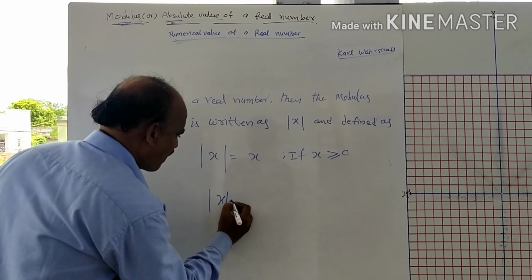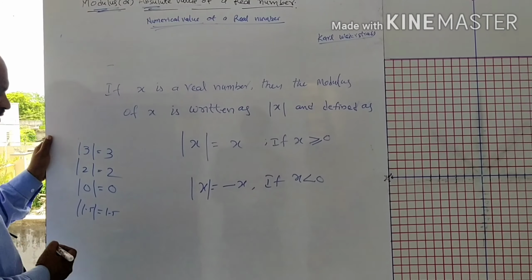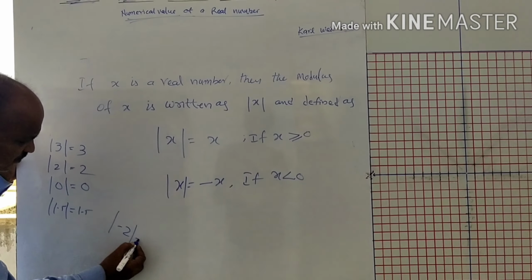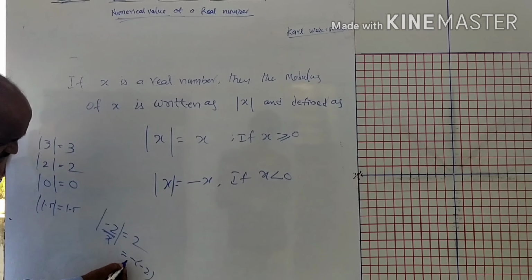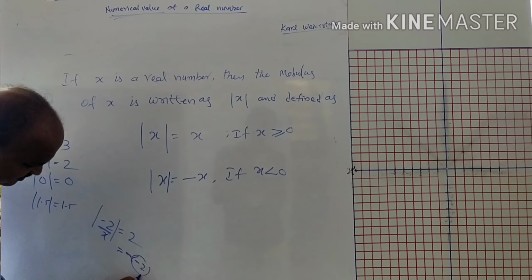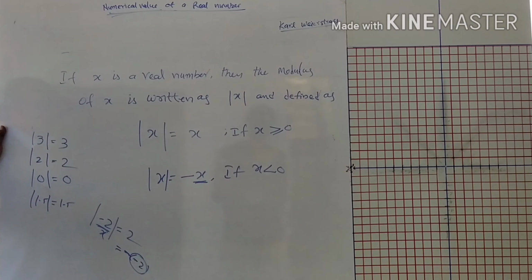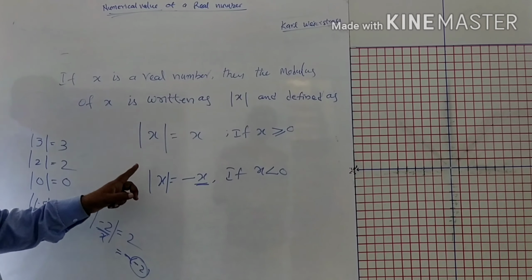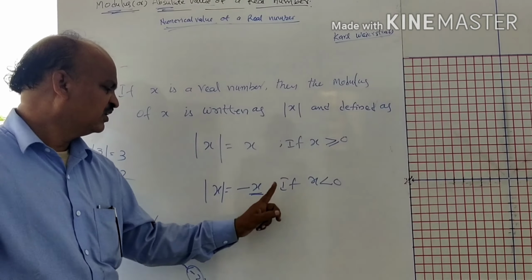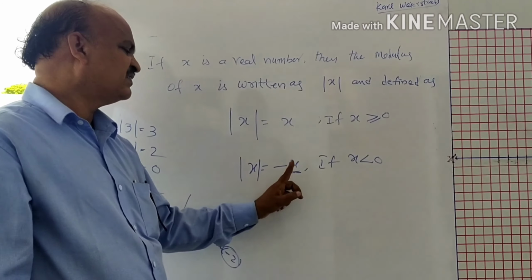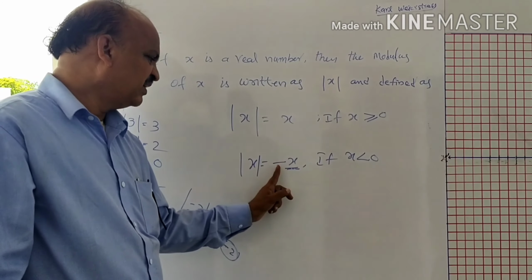Modulus x equals minus x if x is less than 0. For example, modulus minus 2 equals 2. It is minus of minus 2. That is, minus of x, and minus x is a positive value. If x is positive, then modulus x equals x. If x is negative, then modulus x equals minus x, which is a positive value.